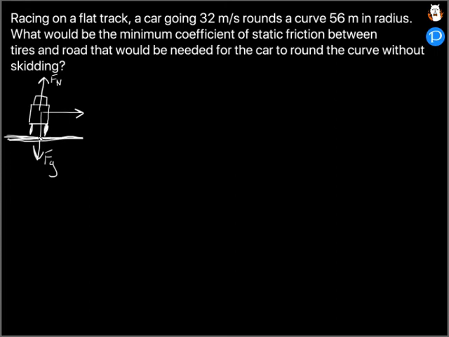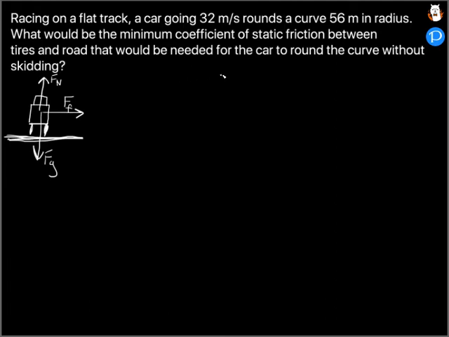Because the car, as it turns, is going to want to continue off in a straight line, but because of the force of friction between the tires and the road, the force of friction is pushing it back in. So the force of friction is our centripetal force in this case. All right, so we've got that.